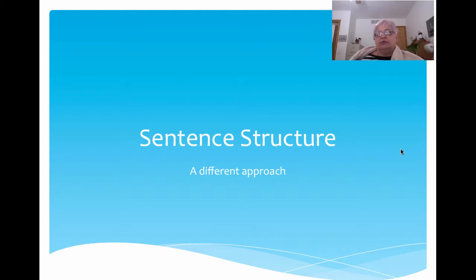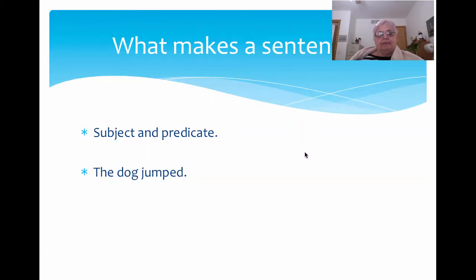And we want to work a little bit today on sentence structure. I think from the readings I've had you do and the online readings, you know what a subject and a predicate are. This is always a noun. This is a verb. So a very simple, basic sentence is: the dog jumped. You don't need any more than that to make a sentence.